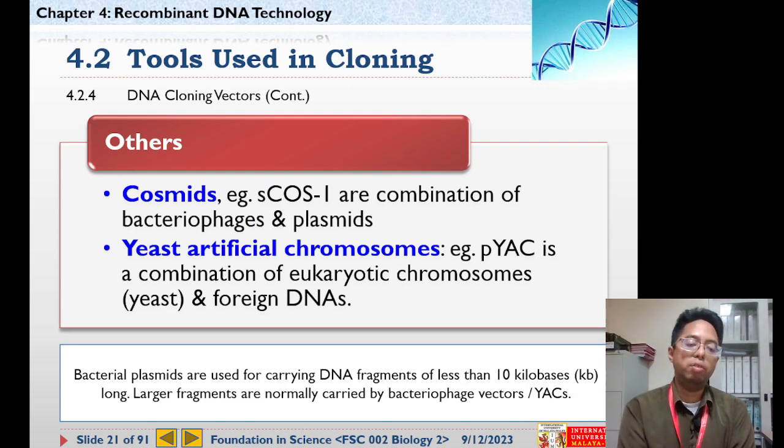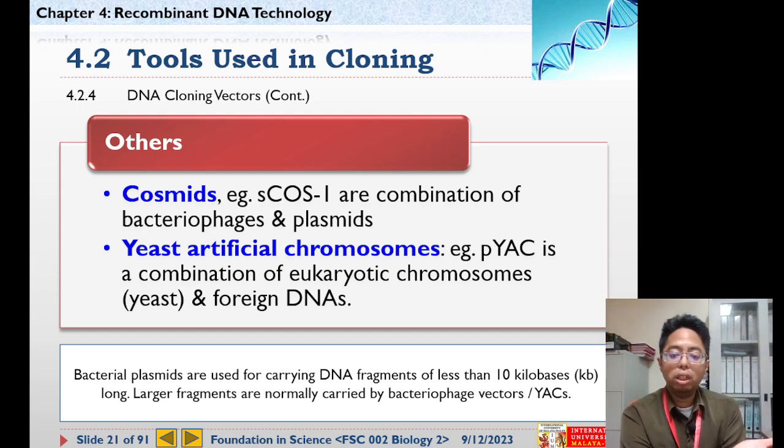Others also include the cosmid, which is a combination between bacteriophage and plasmid. And lastly, the YACs, yeast artificial chromosomes. These carry eukaryotic chromosomes and foreign DNAs. So bacterial plasmids are just for small DNA fragments, less than 10 kilobases long. Larger ones will be carried by the YACs.